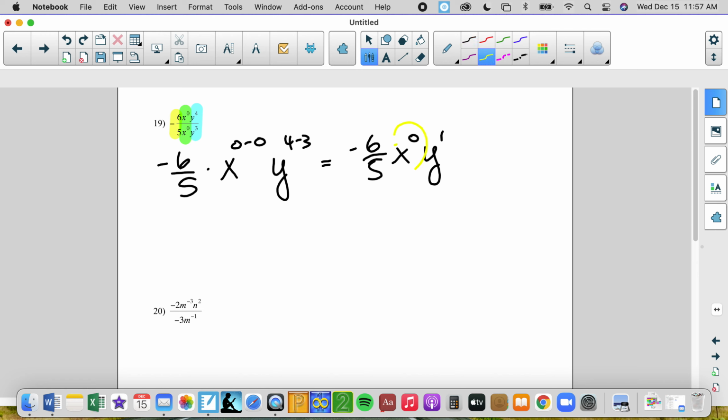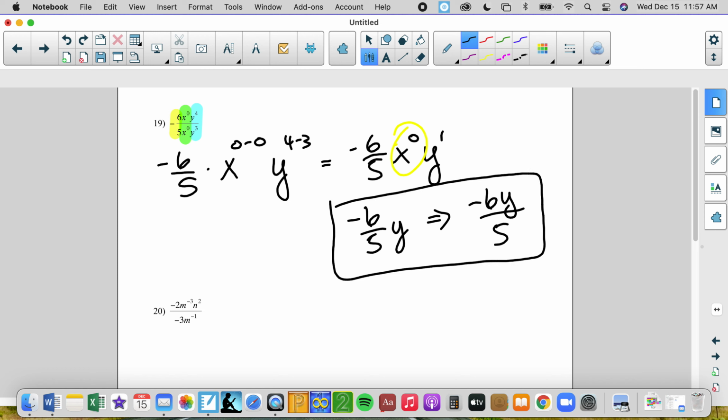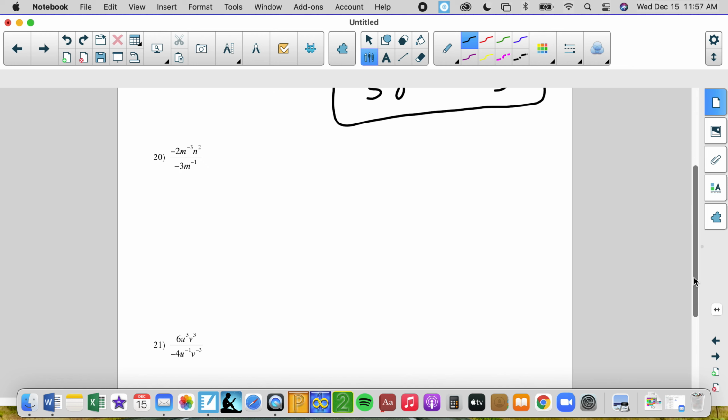This must be simplified. We cannot leave x to the 0. So we'll get negative 6/5 y, which can also be written as negative 6y over 5. Notice I didn't write the 1. We do not write the exponent 1. It's just understood.